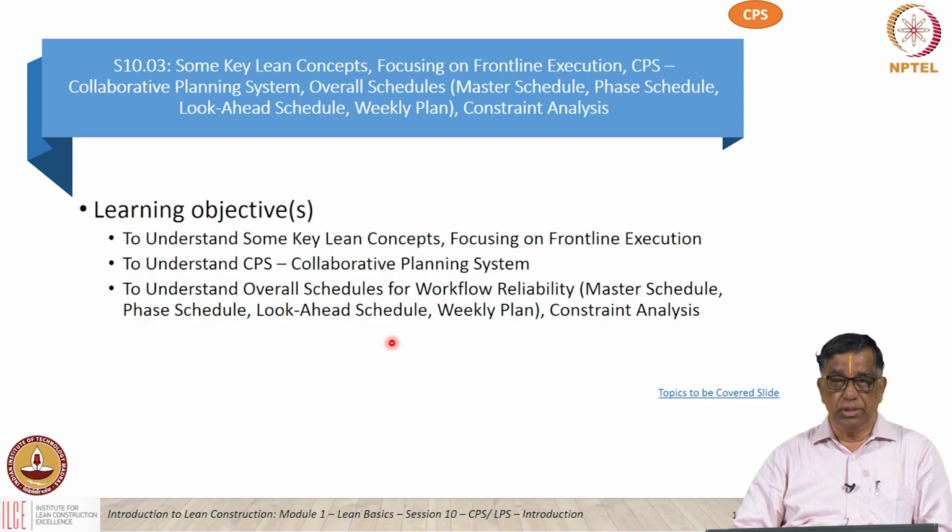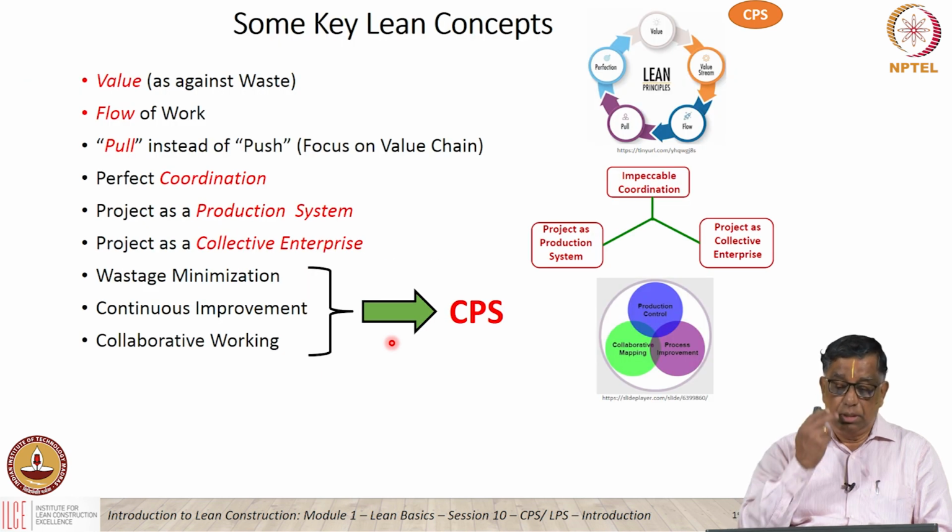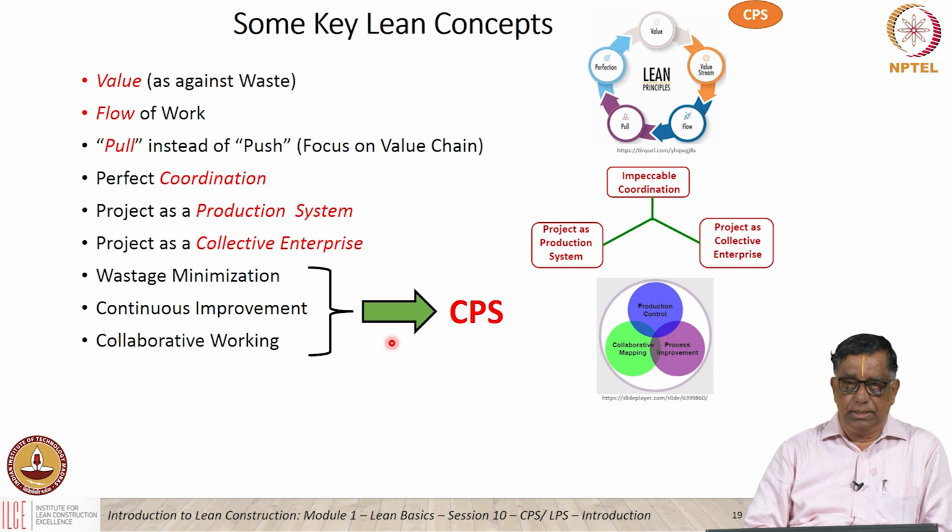In the next session on the 03, we look at the following objectives: to understand some key lean concepts which are focusing on the frontline execution, to understand the collaborative planning system or CPS better, and then to understand the various schedules for workflow reliability, starting from the milestone master schedule, phase schedules, the look ahead planning and weekly planning, also the constraint analysis.